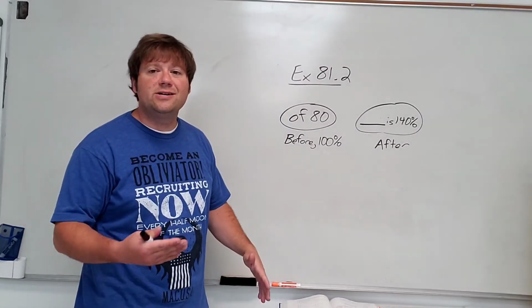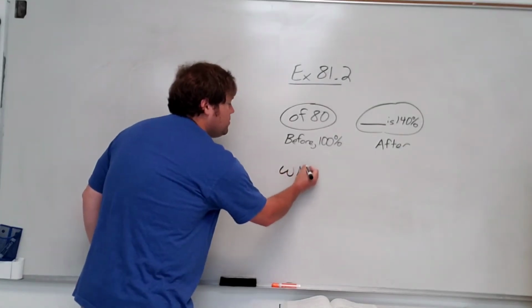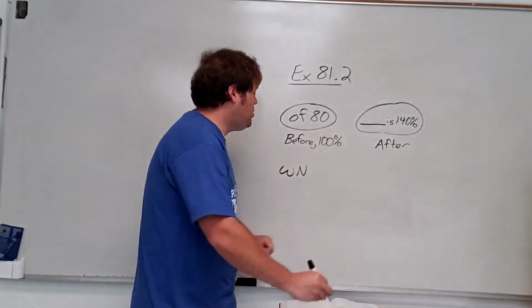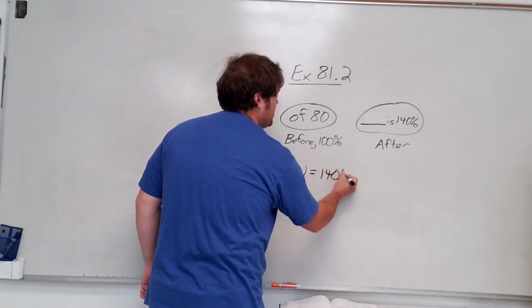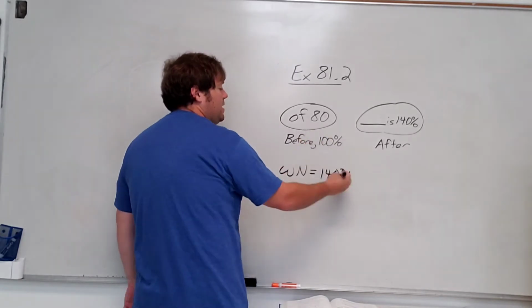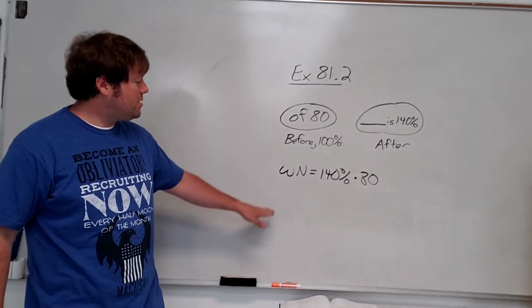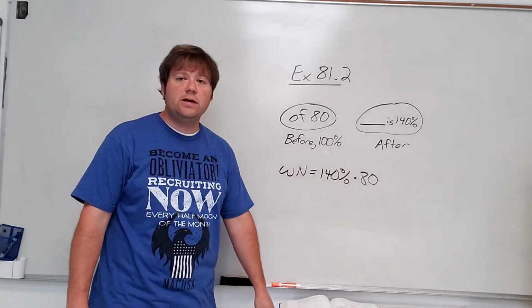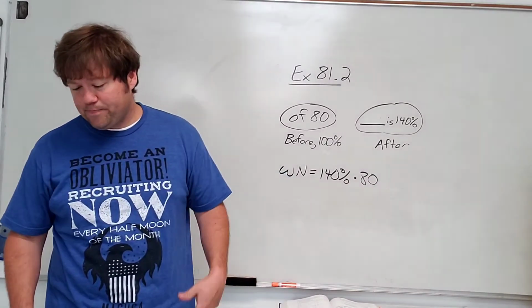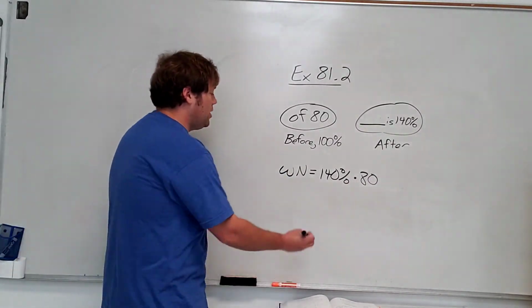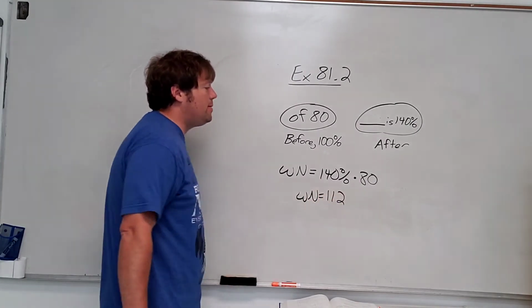What we usually use is WN for what number. So the blank is going to be WN, what number, is equals 140%, and then of 80 is times 80. So the missing number here, to find it, all we've got to do is this multiplication problem. We've got to multiply 140% times 80. And when we do, we get that answer of 112.